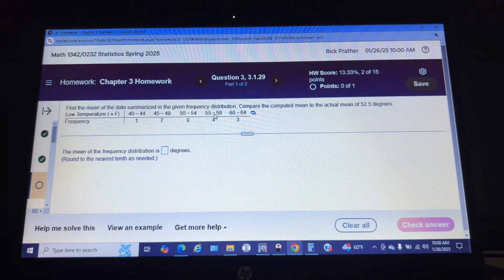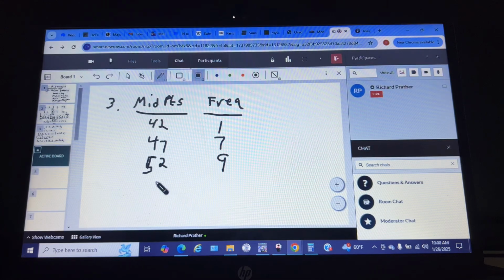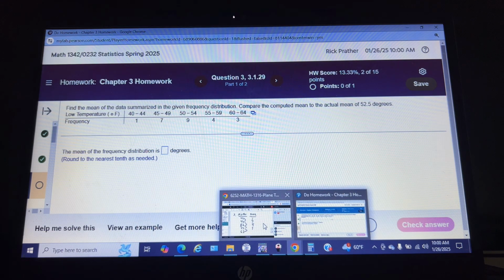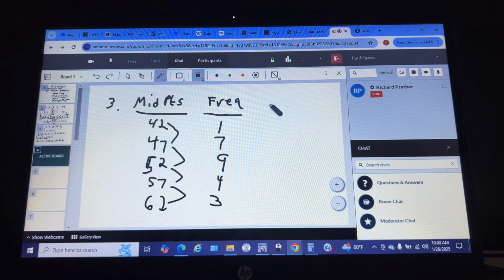So assume all 4 of these are 57s. Notice this is going up by 5s every time too. Then once you get a couple done, you might be able to figure out the rest without actually calculating. So halfway between 60 and 64 is 62, and there's 3 of those. So make a product column.